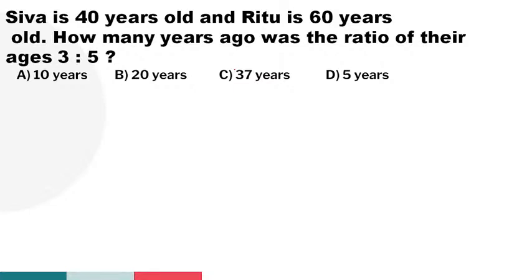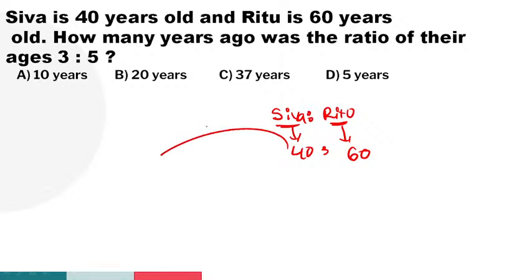Okay, and move on to the next one, guys. Shiva is 40 years old and Ritu is 60 years old. How many years ago was the ratio of their ages 3 is to 5? I think no need for pen and paper here. What is the answer? How many years ago? Ago means minus. We don't know how many years. Let it be x. The ratio is given as 3 is to 5, and simply do option verification.